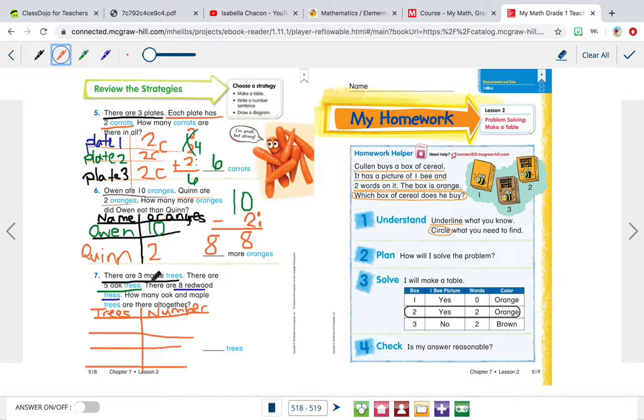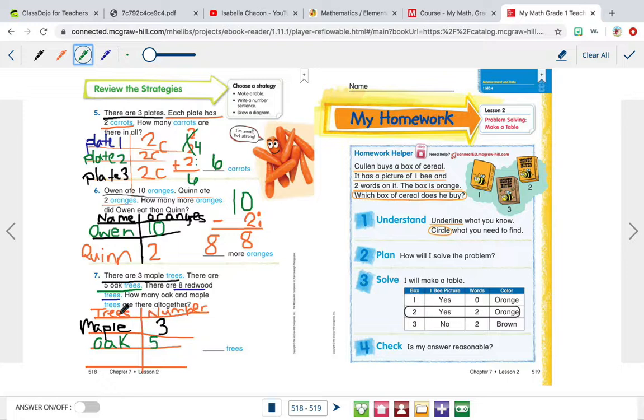So first tree we have are maple trees. So maple. M A P L E. The number of maple trees are 3. Then we have oak trees. So oak is O-A-K. How many oak trees are there? There are 5 oak trees, so I'm going to write 5.